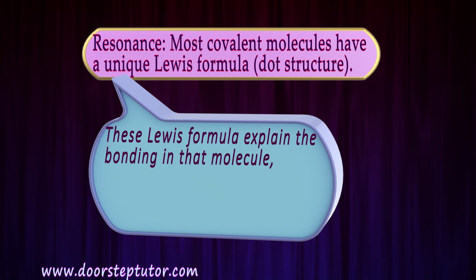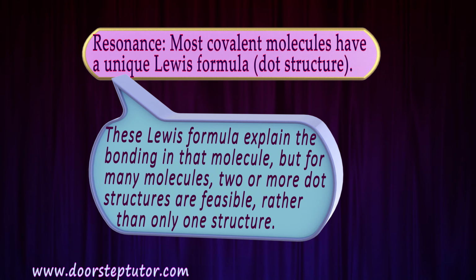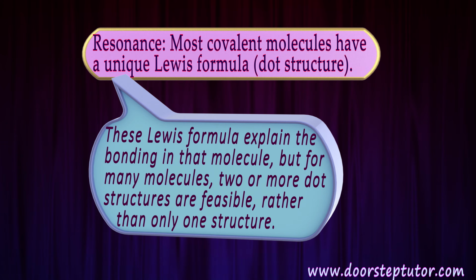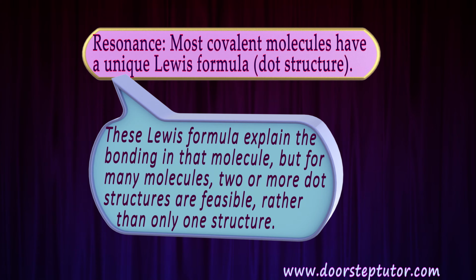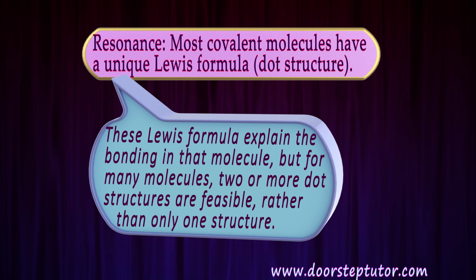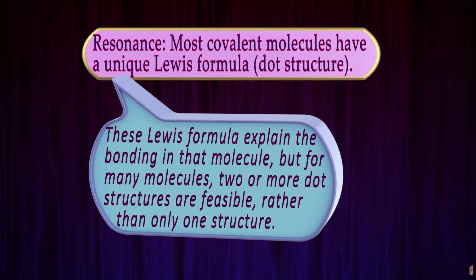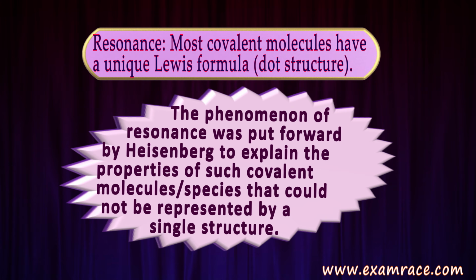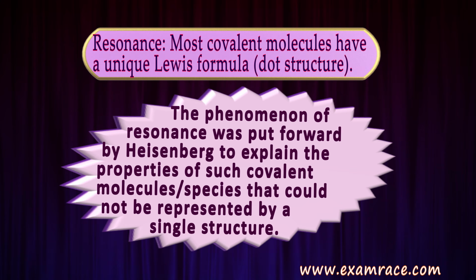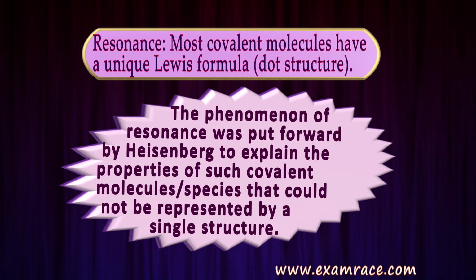These Lewis formulas explain the bonding in that molecule, but for many molecules, two or more dot structures are feasible. Feasible means that more than one structure is possible for some molecules rather than only one structure. The phenomenon of resonance was put forward by Heisenberg to explain the properties of such covalent molecules which have more than one structure and that could not be represented by a single structure.